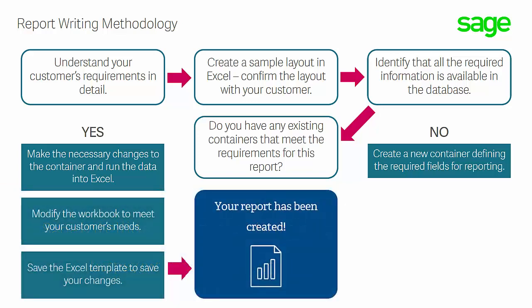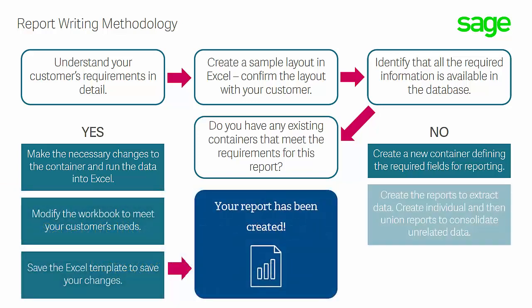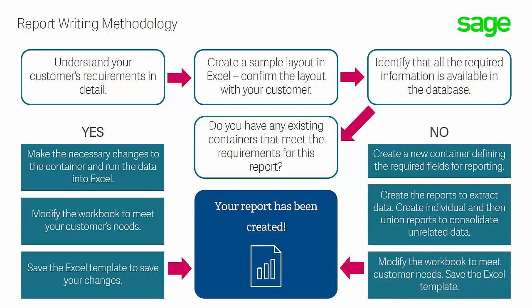Once you've got your container, you just step straight back into the process. You can run your report out into Excel, you can create individual reports, and you can start to use union reports to consolidate unrelated data if you wish. Now again, because you might have a sample template from a company, or you've got that template that you've created with the customer in mind, you can apply that straight over the top of your container.